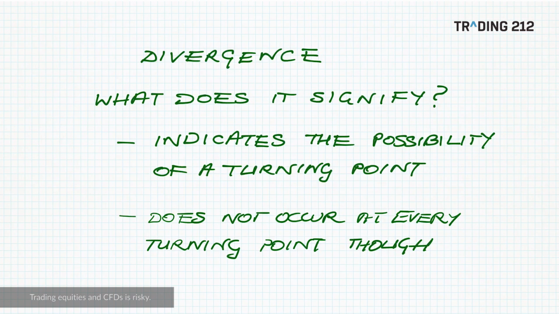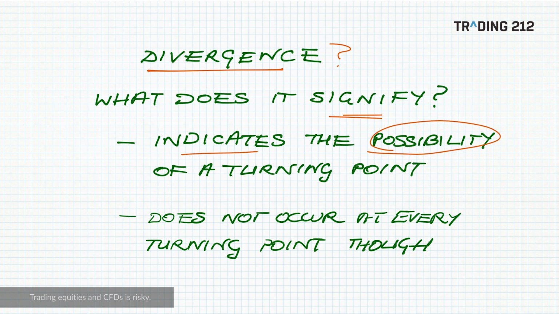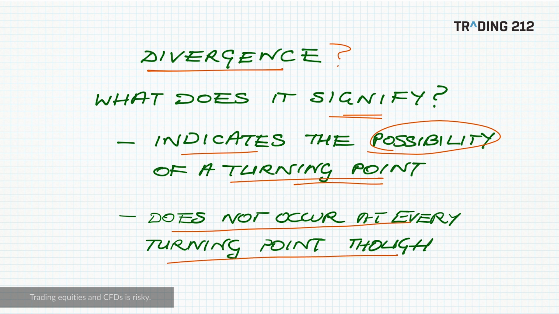And I suppose we should also be asking, what's the point of divergence? What does it signify? Why should you care? Well, when we see divergence, the theory is that it indicates the possibility of a turning point. Now, it's worth noting that it doesn't happen at every turning point, though. In other words, sometimes you will have tops and bottoms where there is no divergence. But the thinking is that seeing divergence occur is an indication of the likelihood of a turning point.